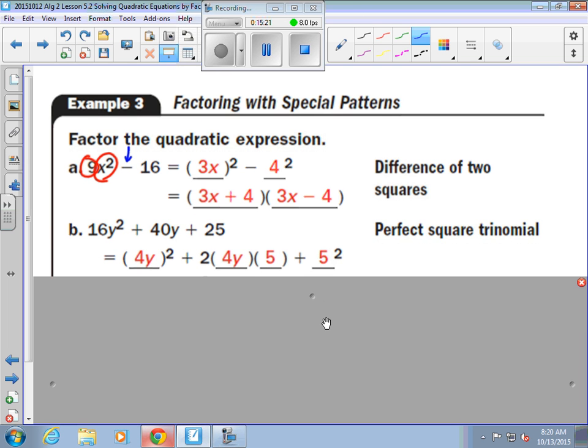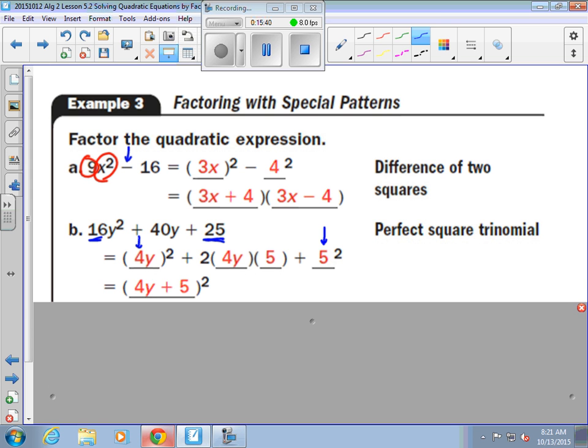Here's the other one, perfect square trinomial. 16 is a perfect square, 4. Y squared is a perfect square, y. 25 is a perfect square, 5. So 4y plus 5, notice all of this part is eliminated. 4y, all you get from that right there is the plus. Plus 5 squared. And again, as we do more examples, this will start to make more sense.